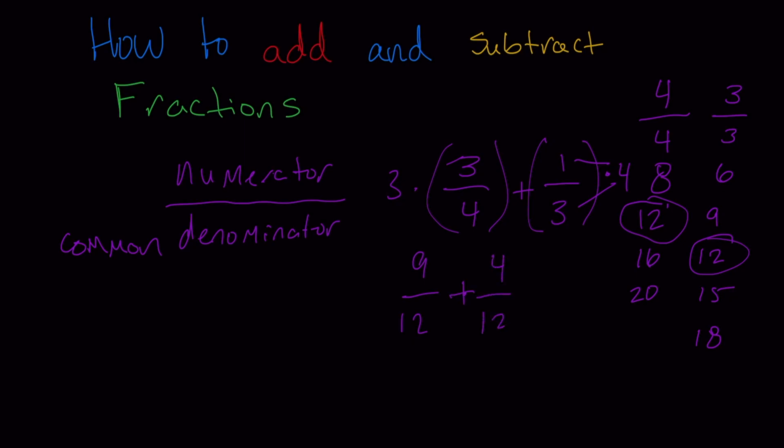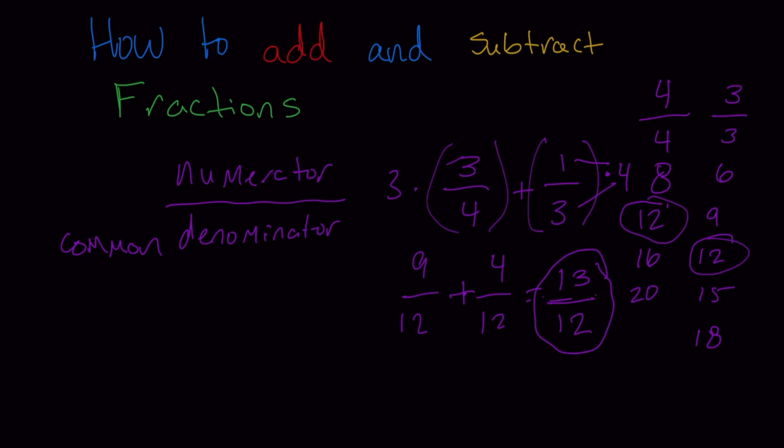I can now add these terms together because they share the same denominator. Add the numerators together, 9 plus 4 gives me 13. And we don't combine the denominators. They stay the same. It's going to stay 12. So our solution would be 13 over 12. We always want to simplify if we can, but this can't be simplified. The most we can do is write it as an improper fraction, which would be 1 and 1/12 if we wanted to do that. And that is how we add fractions.